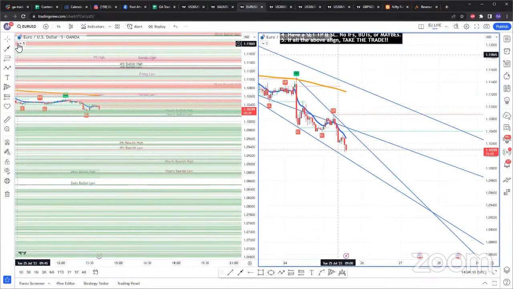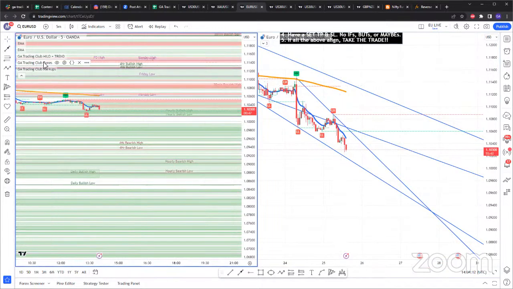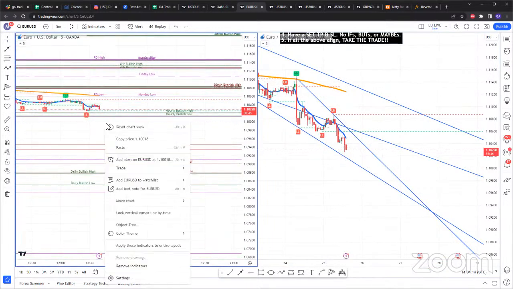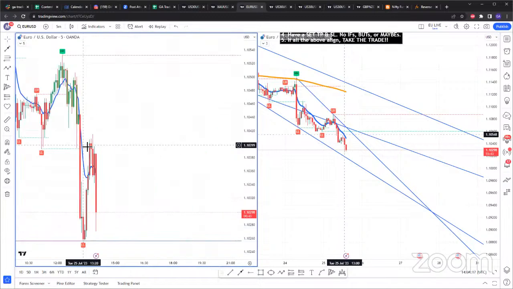Any questions regarding any analysis I've done for EU? Or if anybody wants me to analyze another chart?